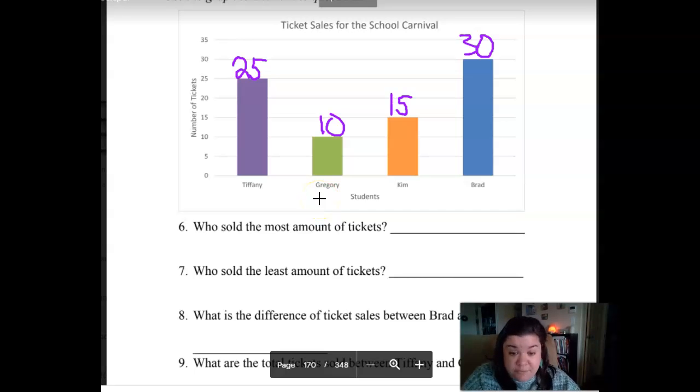Okay, what is the difference of ticket sales between Brad, we're here in the blue, and Kim, the orange one? What does that mean? What is the difference? We talked about it when we were doing the last one, the marshmallow eating contest. What does difference mean? It is the answer to a subtraction problem. So you're going to have to subtract. So subtract Brad and Kim's number. Pause the video, work it out, and then come back and check your answer, okay? Okay. So we have Brad over here at 30.